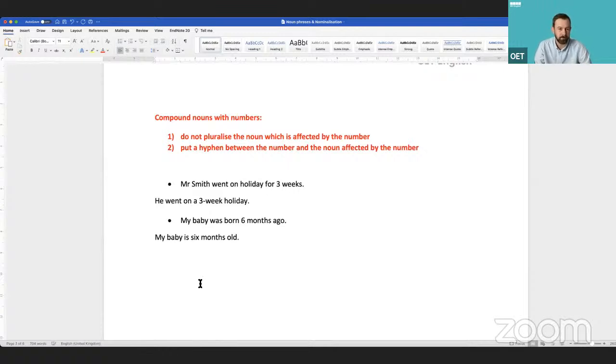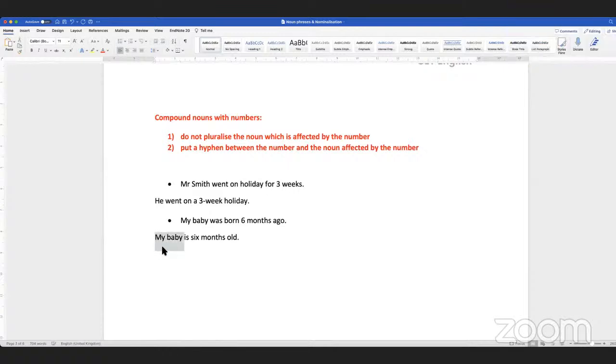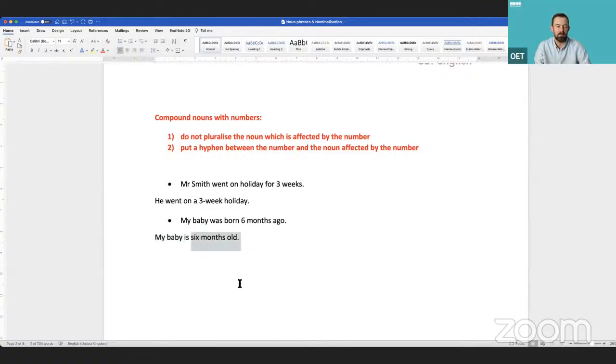Where's the subject? My baby. Where's the verb? Is. So what is this then? Is this a compound noun? No. Not a noun, 6 months. It's basically an adjectival phrase, because I'm describing it.